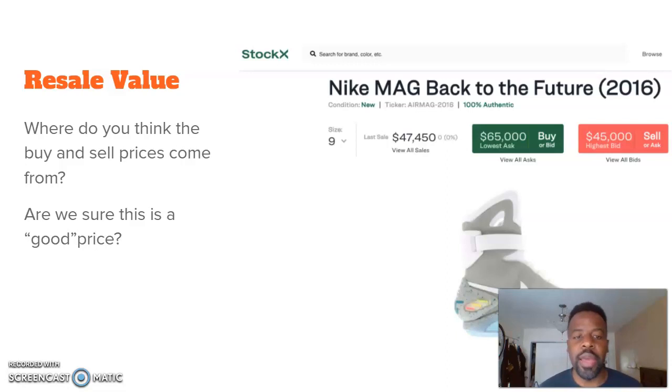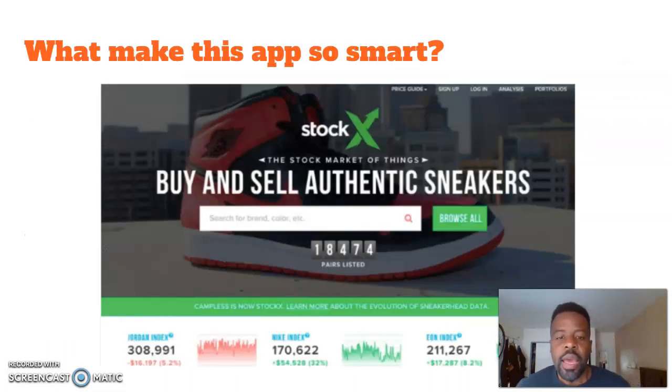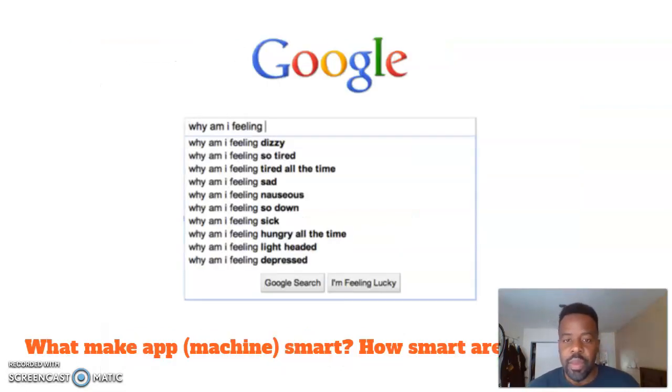But I think what we want to think about is, what do you think the buy and sell prices come from? Are we sure this is a good price? And the way we want to think about it is not necessarily about the shoe. I don't have enough money to buy a $45,000 or $50,000 shoe, but what we want to think about is, what makes this app so smart? How is it able to fluctuate between different prices in real time? And in particular, what makes any app or machine smart? And again, how smart are they?